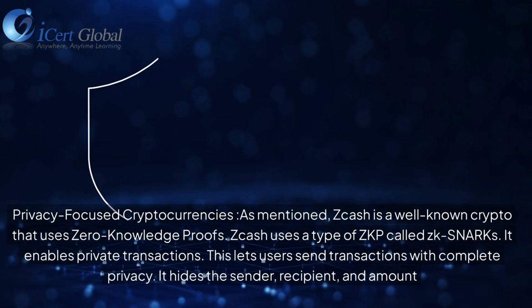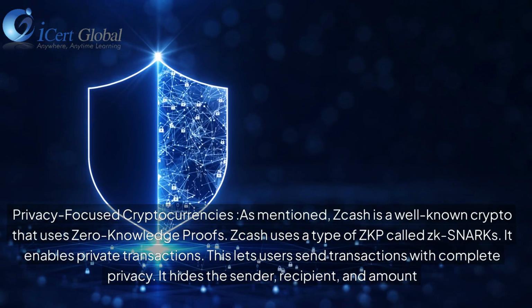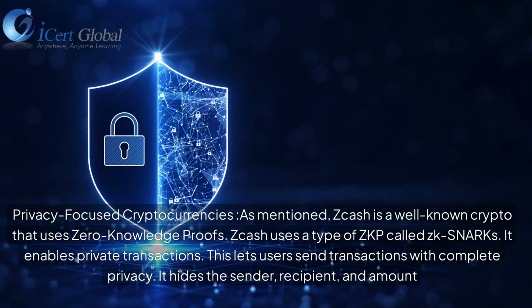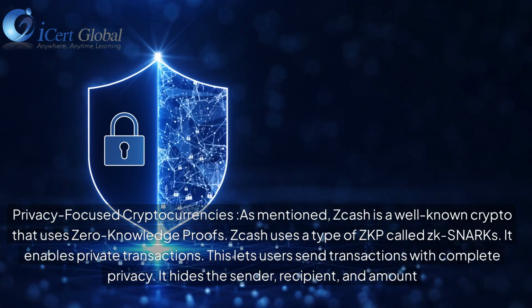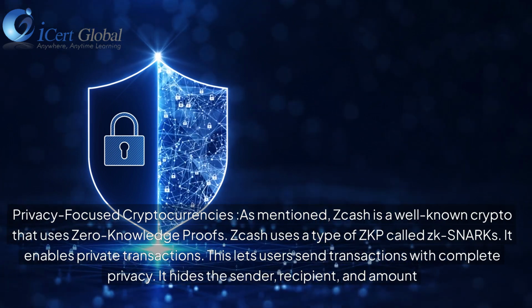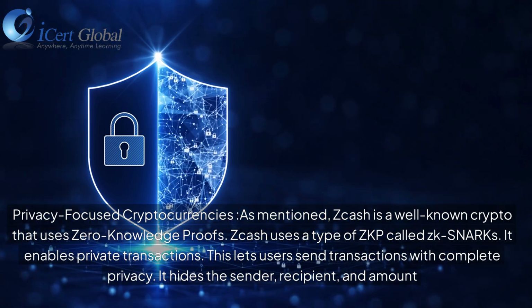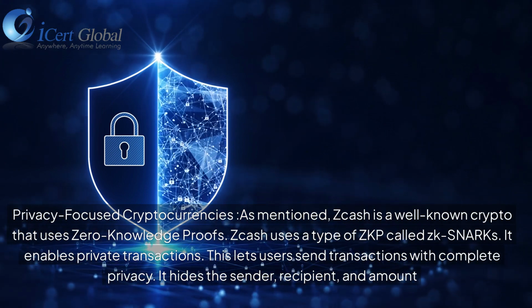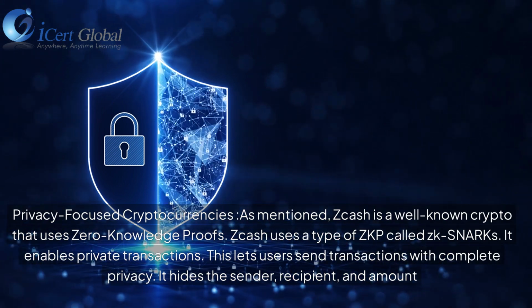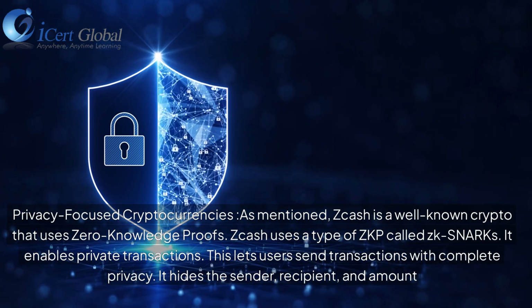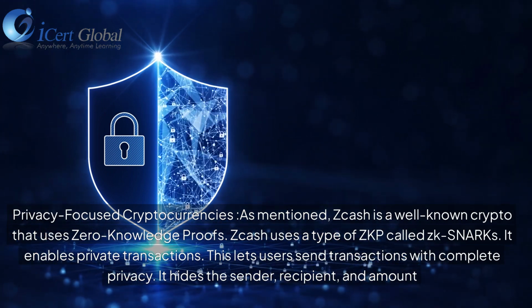Privacy-focused cryptocurrencies. As mentioned, Zcash is a well-known crypto that uses zero-knowledge proofs. Zcash uses a type of ZKP called ZK-SNARKs. It enables private transactions. This lets users send transactions with complete privacy. It hides the sender, recipient, and amount.